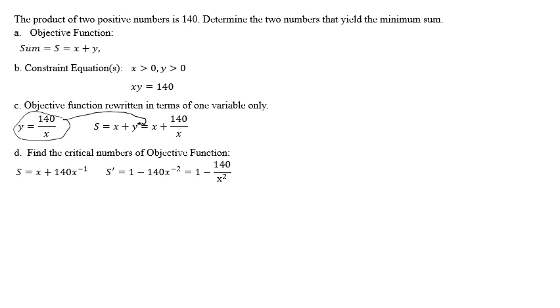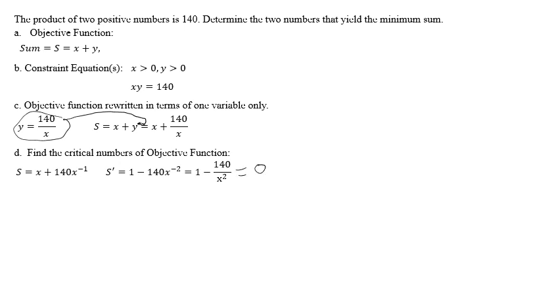And remember, to find the critical numbers, we're going to have to do two things. Solve an equation. So when we're trying to solve an equation, never leave your expression for the derivative or for the function with a negative exponent. So here I'm rewriting it as 1 minus 140 over x squared. And we want this to equal 0. That's how we find the critical numbers.